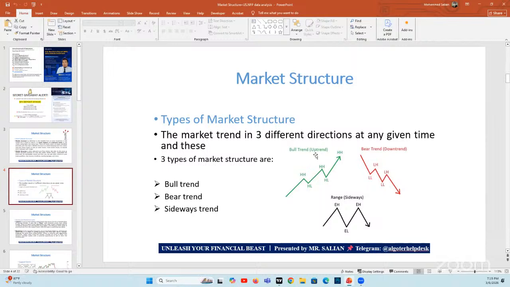So, a bull trend has a higher high and a higher low. That's it. Higher high, higher low, higher high, higher low, higher high, and so on. For the bear trend or downtrend, there's a lower low, lower high, lower low, lower high, lower low, and so on. In the range, there are equal highs and equal lows, that's EH and EL. So what is so complicated about this, my friend?